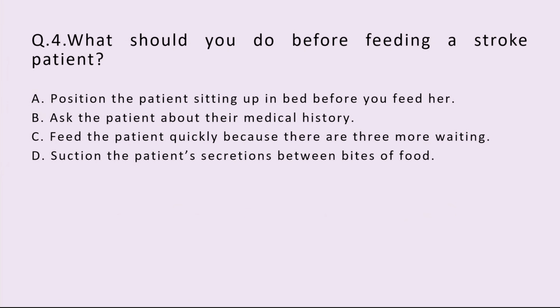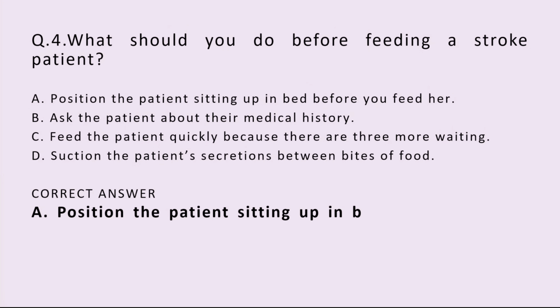Question 4. What should you do before feeding a stroke patient? Option A. Position the patient sitting up in bed before you feed. B. Ask the patient about their medical history. C. Feed the patient quickly because there are three more waiting. D. Suction the patient's secretion before each bite. Correct answer: position the patient sitting up in bed before you feed.